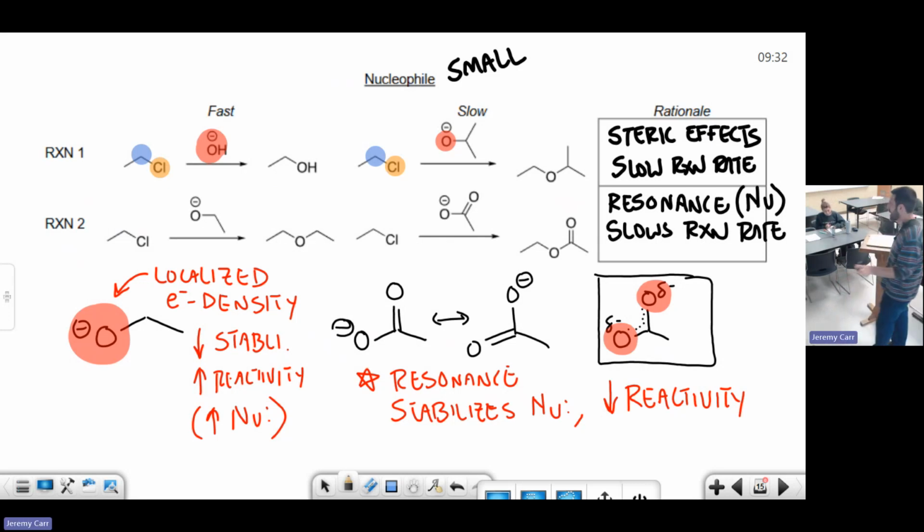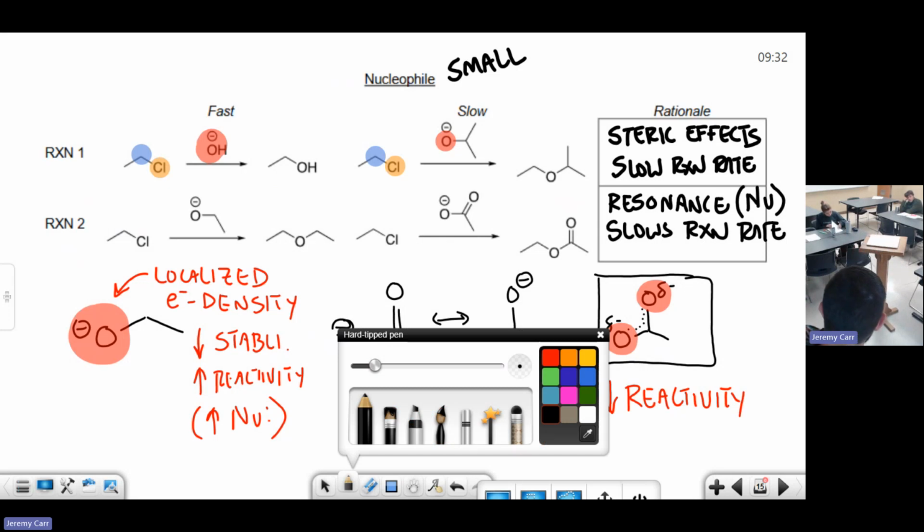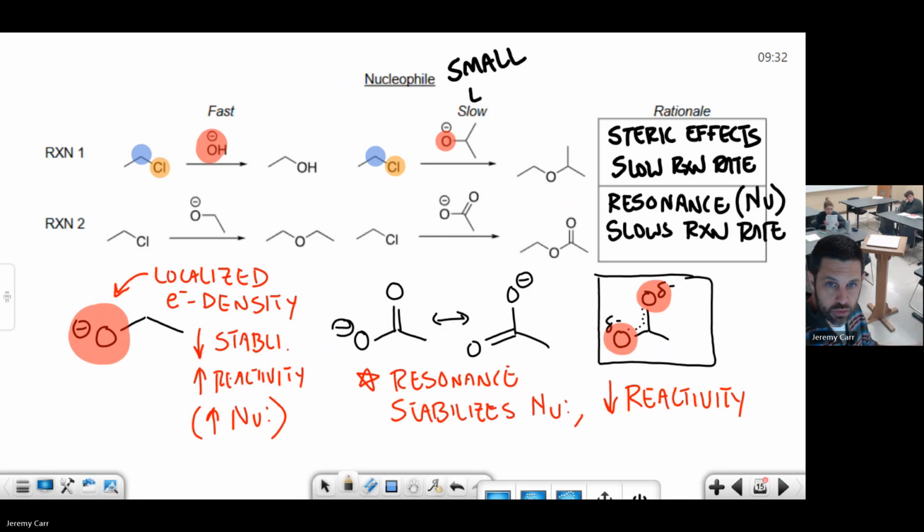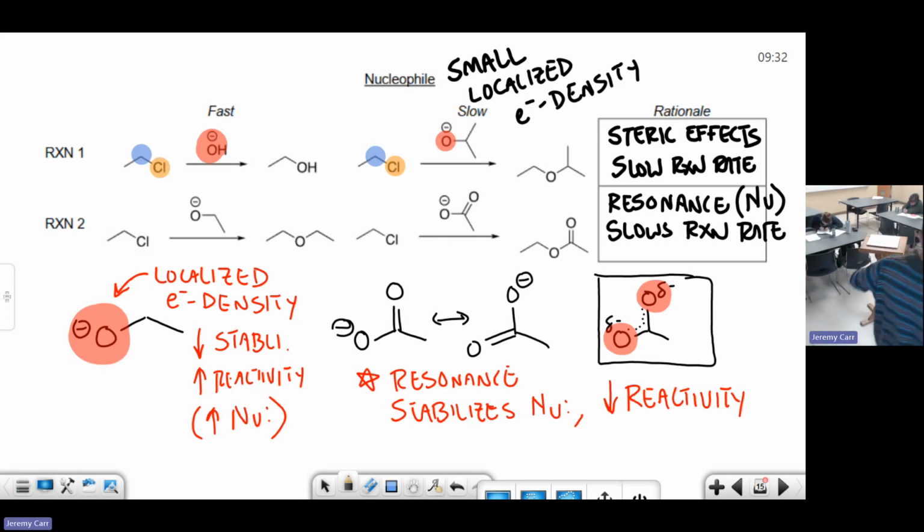Okay, so there's a lot of factors to consider. Not only do you want small nucleophiles and small electrophiles, but your nucleophile has to be stuck on a single atom. It has to have small, localized electron density. If you meet that bar, you become a fantastic nucleophile.